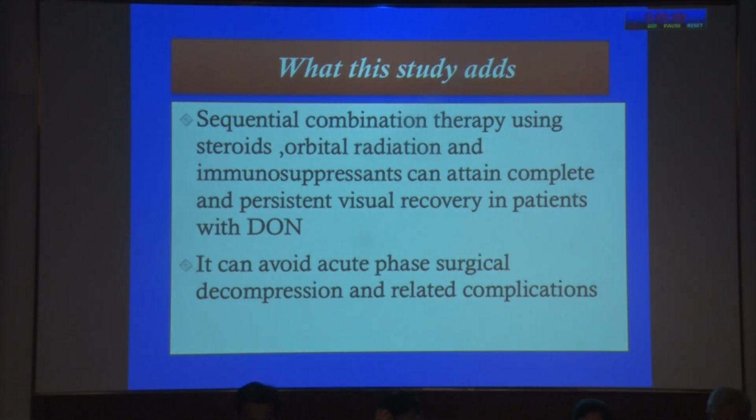So to conclude, the study adds that sequential combination therapy using steroids, orbital radiation and immunosuppressants can attain complete and persistent visual recovery in patients with dysthyroid optic neuropathy. It can avoid acute phase surgical decompression and related complications.